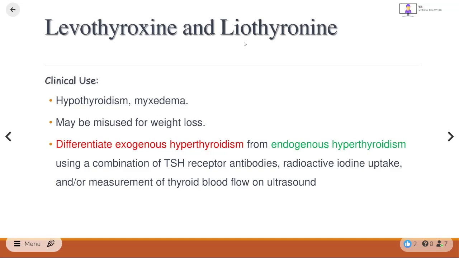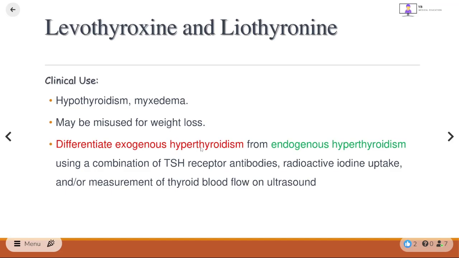Okay, so levothyroxine and liothyronine, the clinical use is hypothyroidism and myxedema, of course, because it's hormone replacement therapy. And it may be misused for weight loss, right? Because this increases the metabolism, the basal metabolic rate, so it may be abused just like GLP-1 agonists, okay?